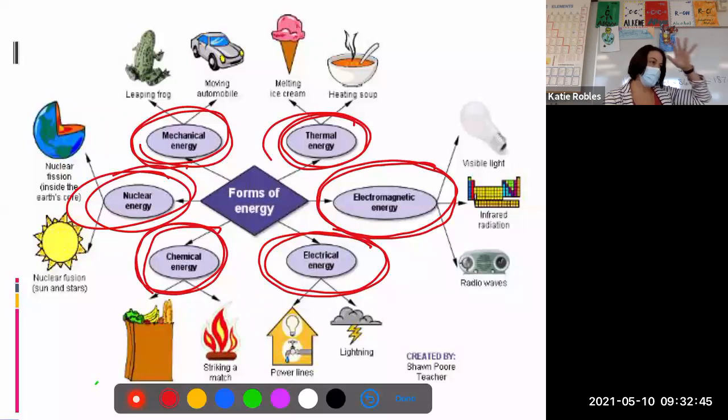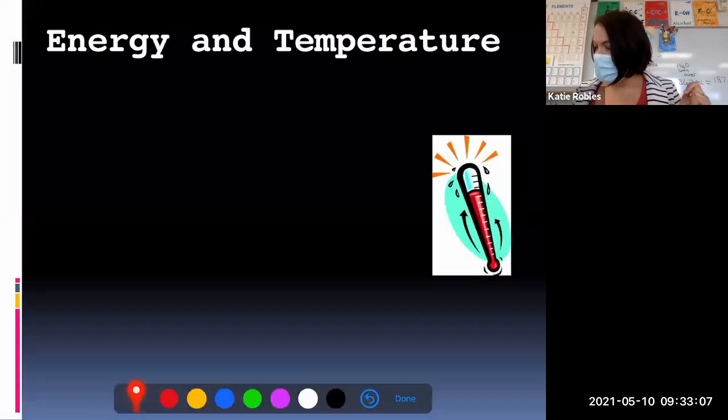Now, if we lived somewhere with a hydroelectric power plant, we could skip the nuclear energy and the thermal energy and the chemical energy, and we could just talk about the mechanical energy. But you get the point, right? Energy is everywhere. There are a lot of different types of energy, and these energies can get transferred into other energies.